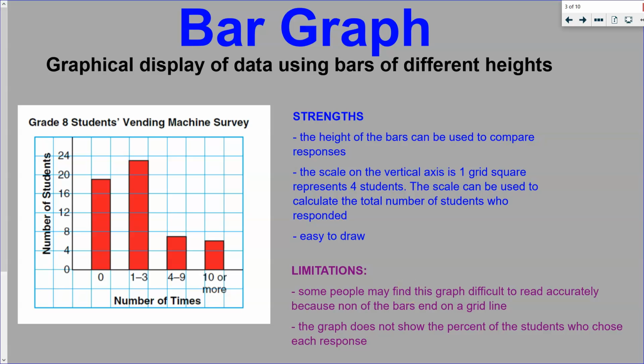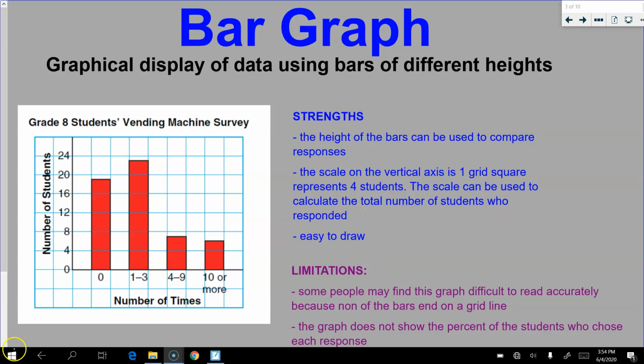And here we have the strengths. The height of the bars can be used to compare responses. You can look at it real quick and see what's going on. The scale on the vertical axis is 1 grid square, which represents 4 students. This scale can be used to calculate the total number of students who responded, and it's an easy one to draw.